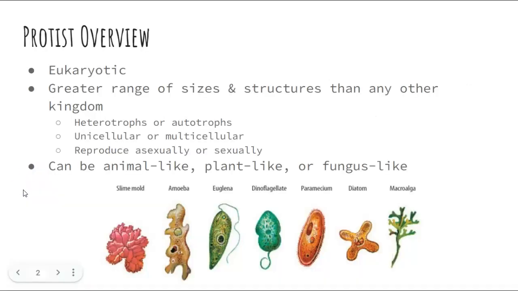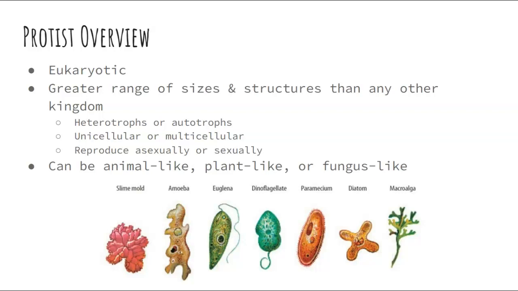So to start, we're going to go over an overview of protists. Let's talk about what all protists have. They are all eukaryotic, and what that means is that every single protist has a nucleus. That's the big difference between eukaryotic and prokaryotic, right?